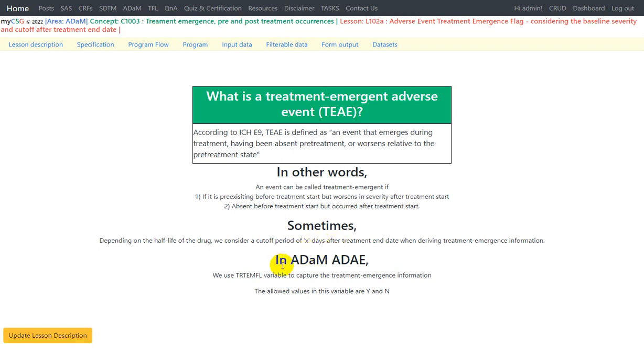In ADaM ADAE, we use the TRTEMFL variable to capture the treatment emergence information. The allowed values in this variable are Y and N. The complete code for this lesson can be obtained from the description link provided in the video.